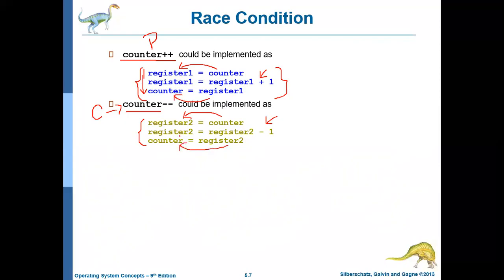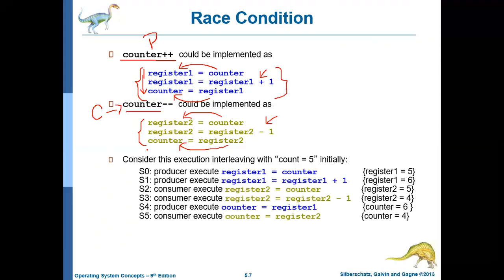Okay, so even though they are single statements in producer and consumer, when it is implemented, these are implemented as three different statements. And now if these two processes were running concurrently, this may lead to a data inconsistency problem. How it occurs, that we will discuss with an example.